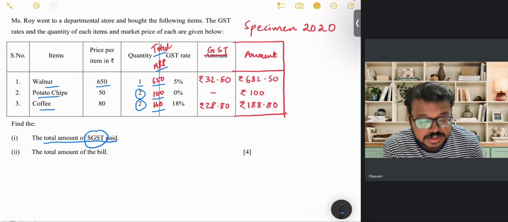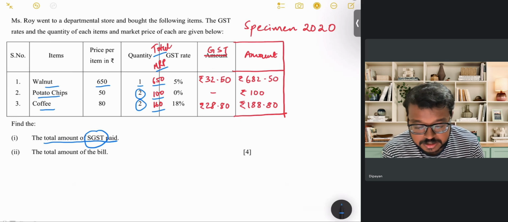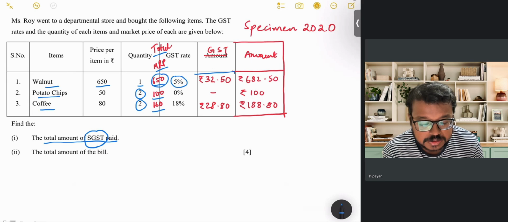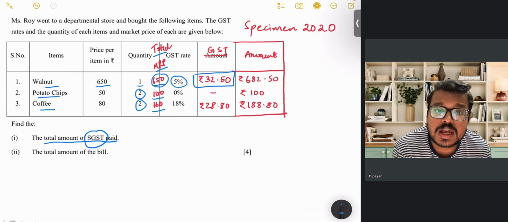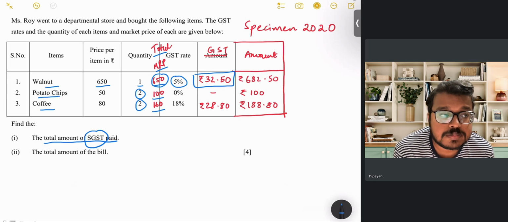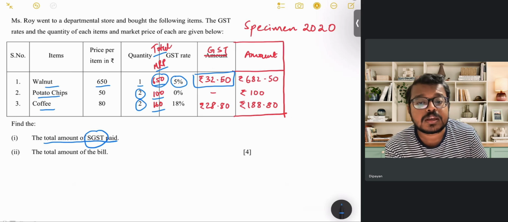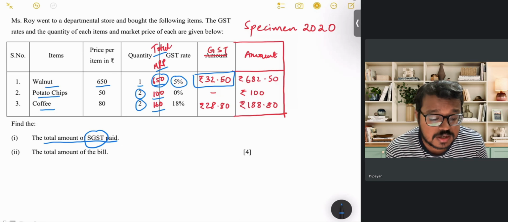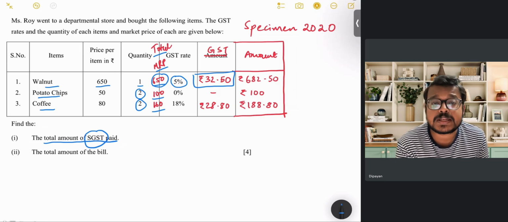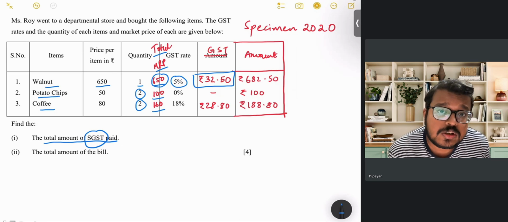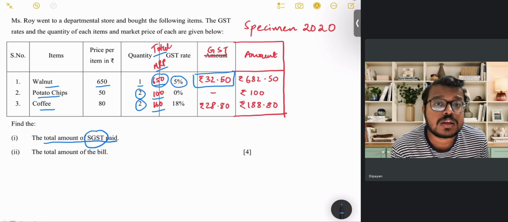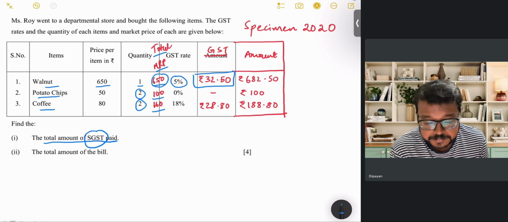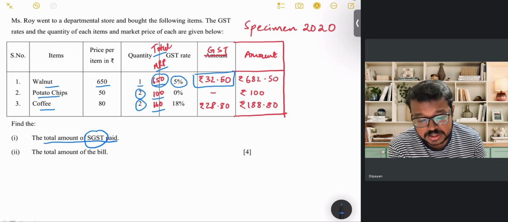So we have found the GST as explained previously. For walnut, it's 5% of 650, which comes up to be 32 rupees 50 paise. Another important thing to note with respect to the exam is if the value is 32.5, you have to always write it as 32.50. 50 will indicate 50 paise. If you only write 32.5, you will lose 1 mark. So please remember to do that.